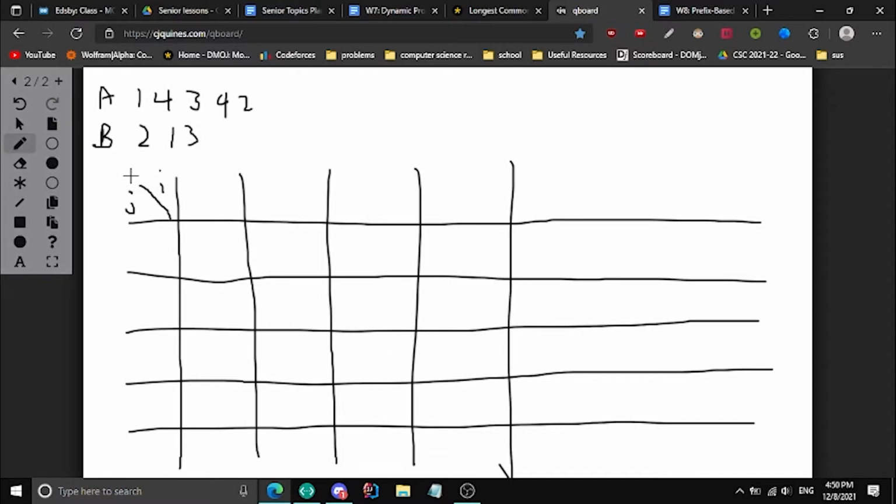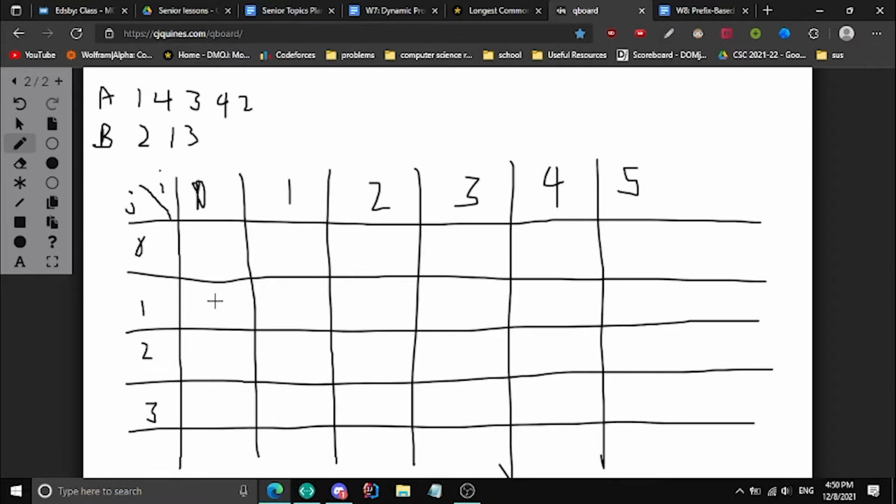So you guys get the idea. So this is 0, 1, 2, 3, 4, and I need another one, 5. This is 0, 1, 2, 3. Okay, so each of these cells, if I had column 0, row 0, that's going to store dp at 0, 0. If I have column 4 and row 2, that's going to store dp at 4, 2.